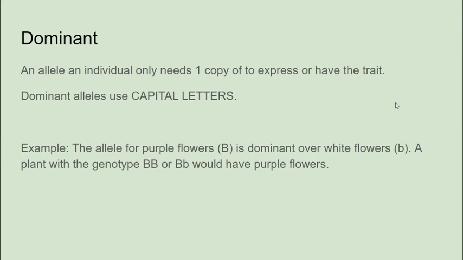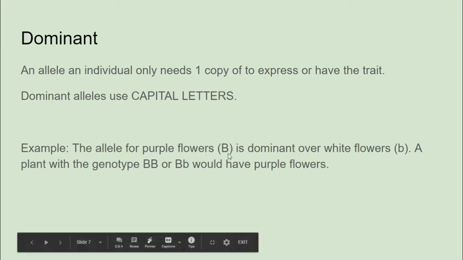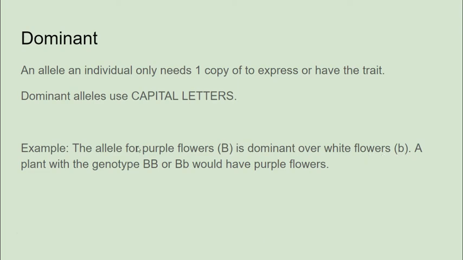Now, we have noticed that there's capitals and lowercase. A dominant allele is an allele that an individual only needs 1 copy of to express or have the trait. These are the ones that use capital letters. Example, on that last page, the allele for purple flowers, capital B, is dominant over white flowers, lowercase b. A plant with a genotype capital B capital B or capital B lowercase b would have purple flowers.